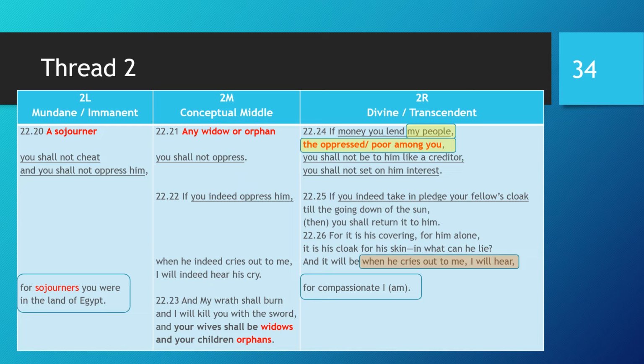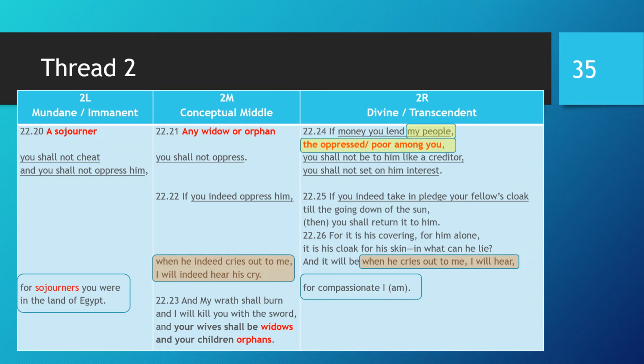Therefore, it seems clear that the whole triad has been carefully authored as an integrated thread. In 2L, the reason not to oppress the disenfranchised is immanent, intrinsic to their history. In 2R, it's extrinsic in the nature of the transcendent, his compassion. And in the middle, in 2M, the reason not to oppress the disenfranchised, widows and orphans, combines both of these. It's inherent in the transcendent's compassion for the oppressed. When he indeed cries out to me, I will indeed hear his cry.